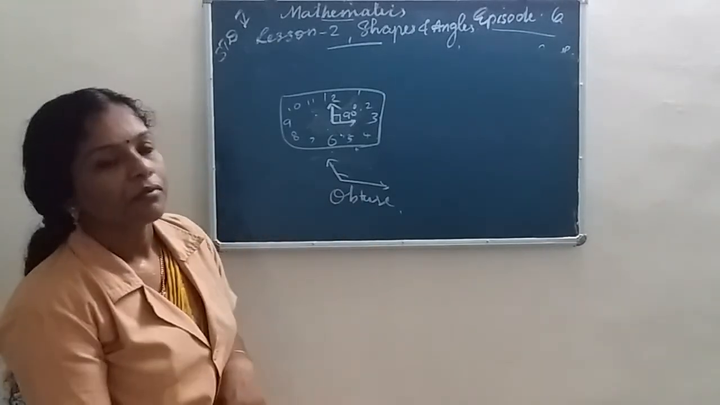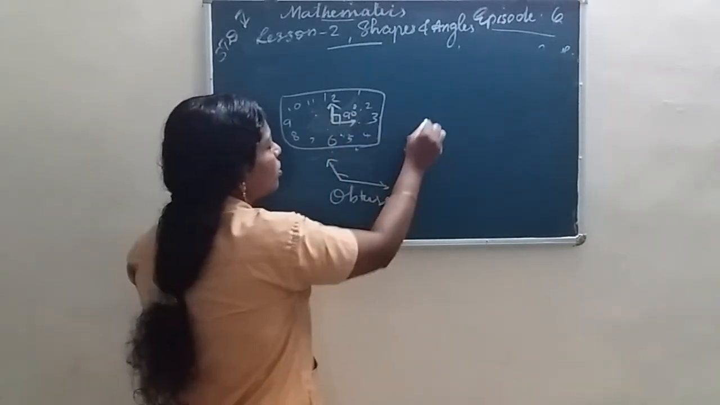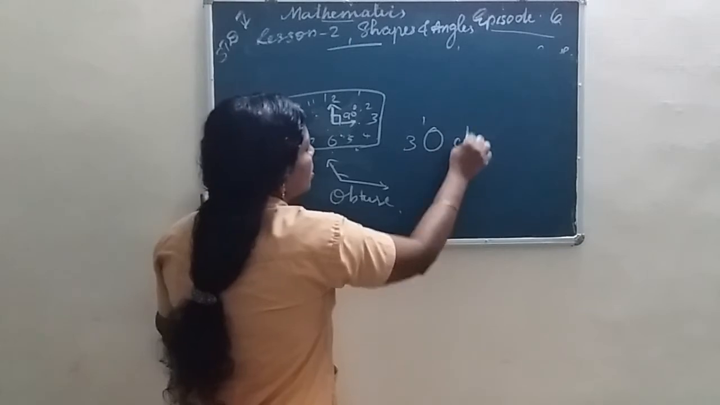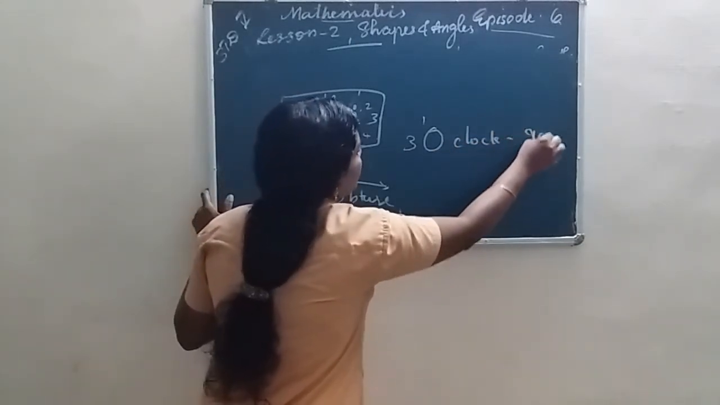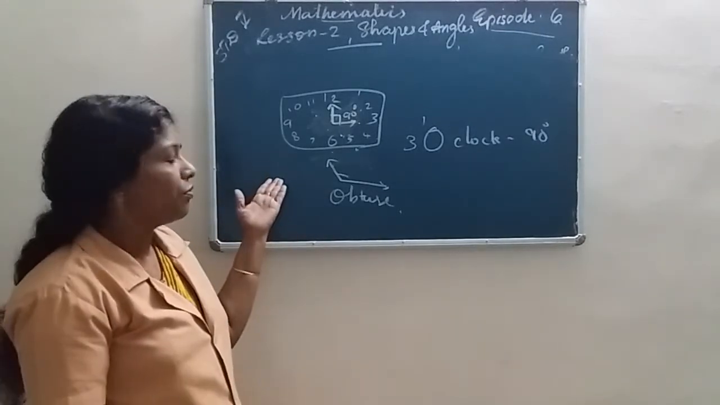You must also say the time. Here is another one done for you. So 3 o'clock. 3 o'clock is 90 degree. So you want to find out, is there any more 90 degree times there? You want to find out.